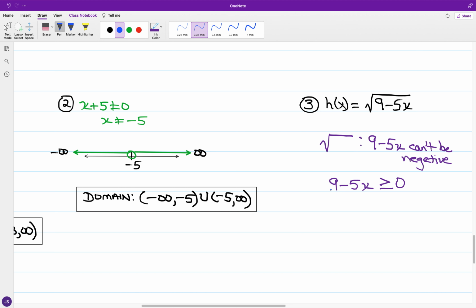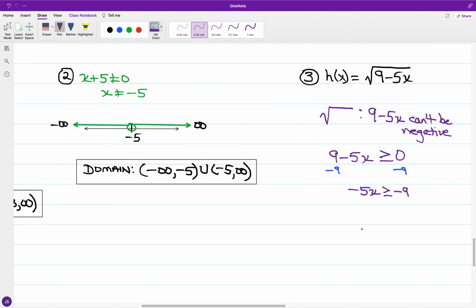Looking at isolating the x term, if I take 9 away from both sides, I'm going to have negative 5x greater than or equal to negative 9. Going from negative 5x to x, I'm dividing by a negative, and anytime you divide by a negative, the direction of the inequality changes. So the defining inequality for x is x less than or equal to 9/5.